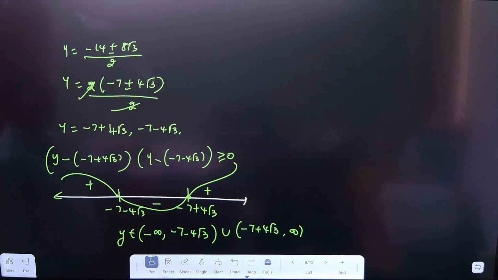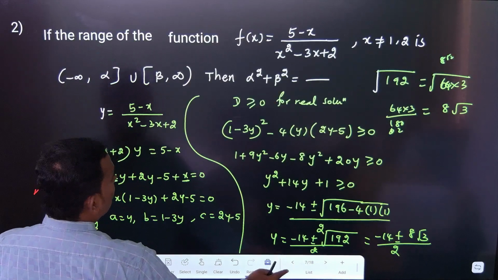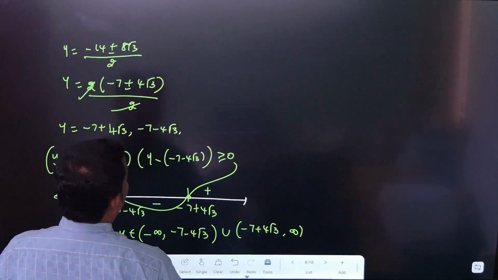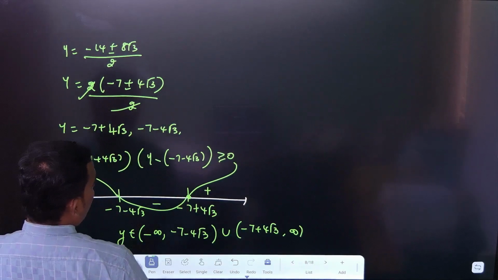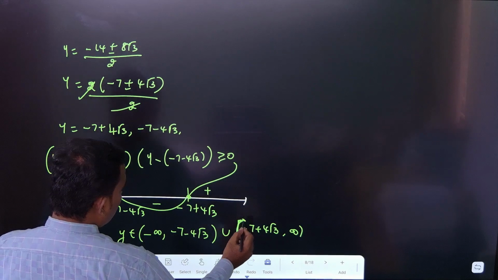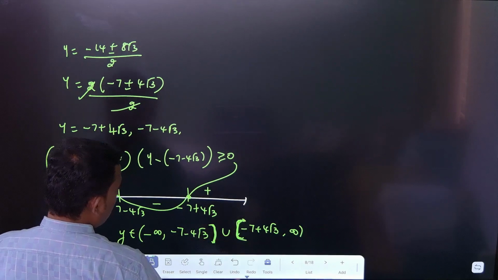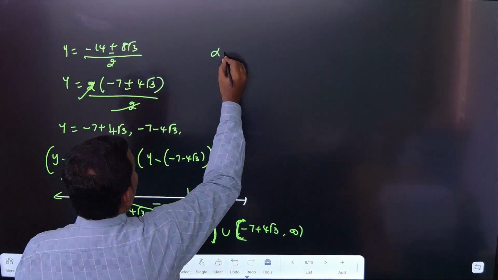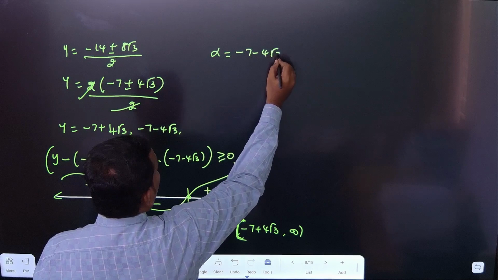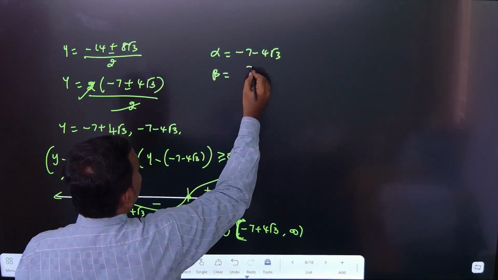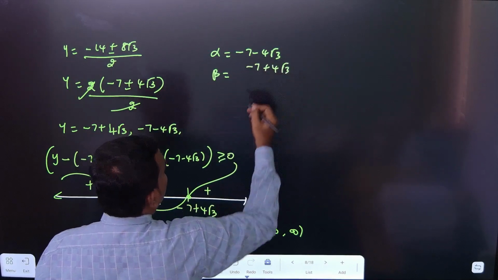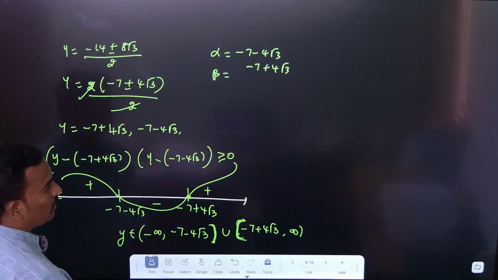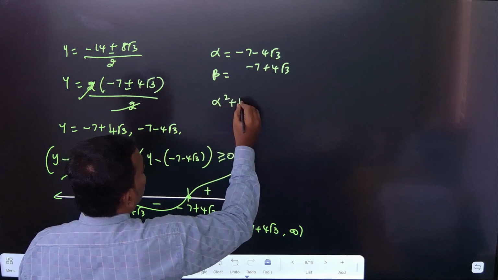Now, in the given form you can see minus infinity to alpha and beta to infinity. Here, greater than or equal to 0 is there, so you have to include this. Therefore, alpha here is minus 7 minus 4 root 3 and beta here is minus 7 plus 4 root 3. Clear? Okay, fine. Then what they're actually asking is alpha square plus beta square.